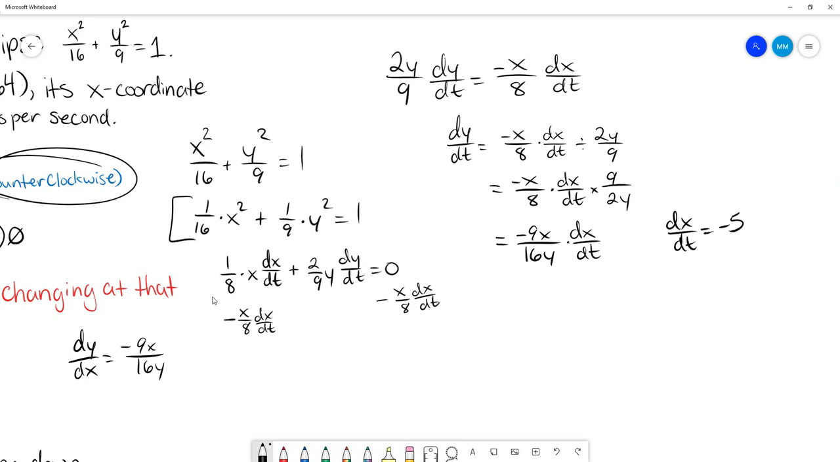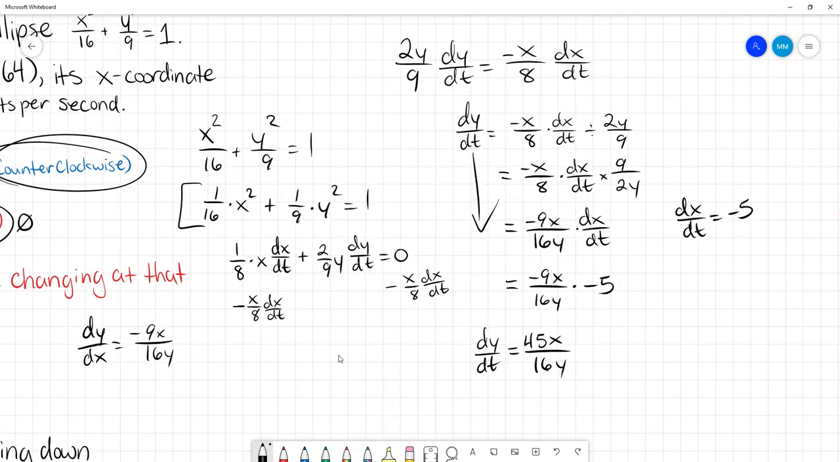Because remember, it's decreasing, so we have to use that negative, which means that all of this is times negative 5, which makes dy dt, because remember that's what all of this is equal to. Let's carry that down. dy dt is equal to negative 9 times negative 5, 45x over 16y.